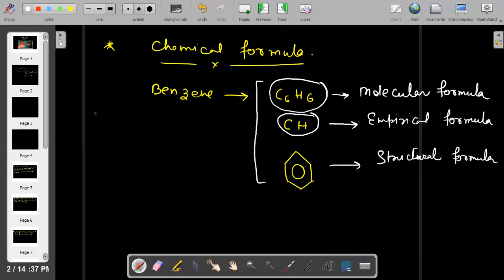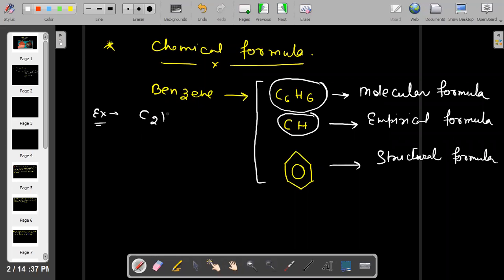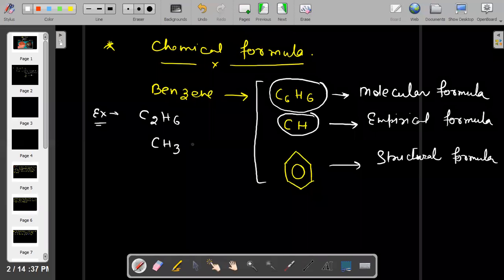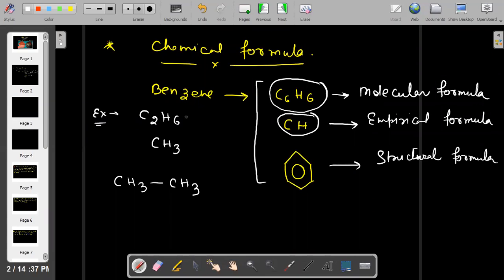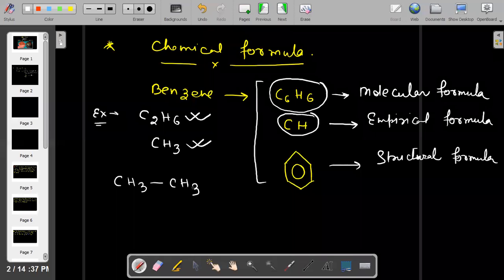For example, I'm taking another example. Suppose if we write C2H6, this is called ethane. Now, if anyone asks you what is the empirical formula of ethane, tell me. The simple ratio: 2 ones are 2, 2 threes are 6. So CH3 is the empirical formula. And what is the structural formula? We know CH3, then CH3. So did you get the difference? This is called molecular formula, this is called empirical formula, and this is called structural formula.